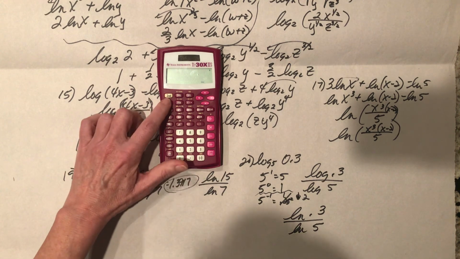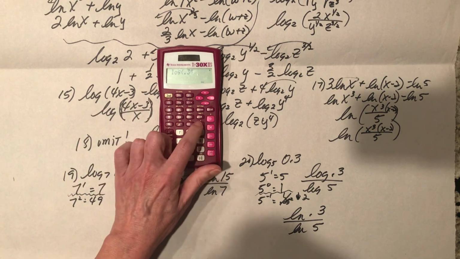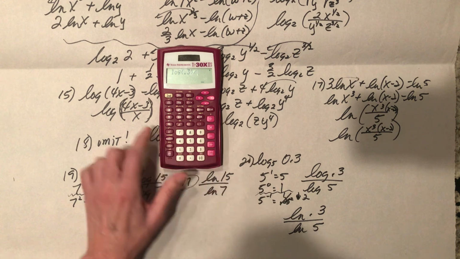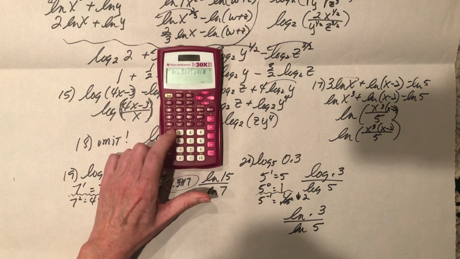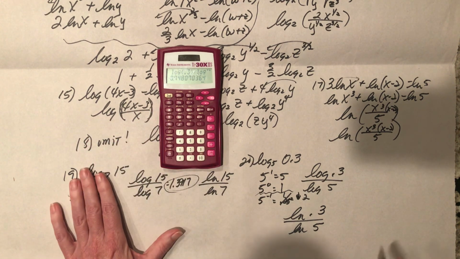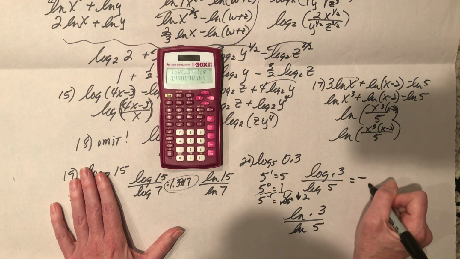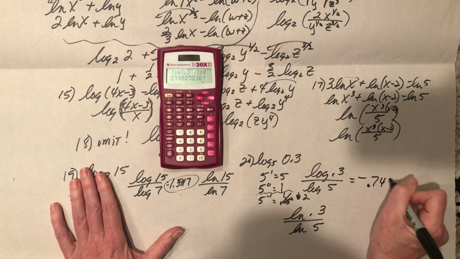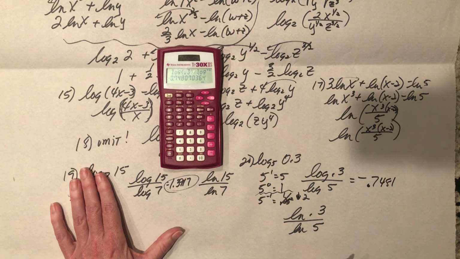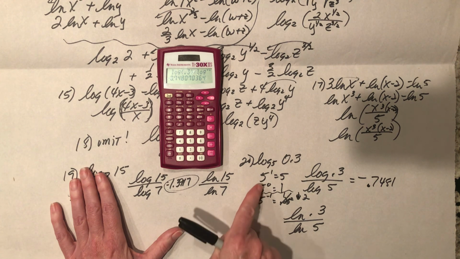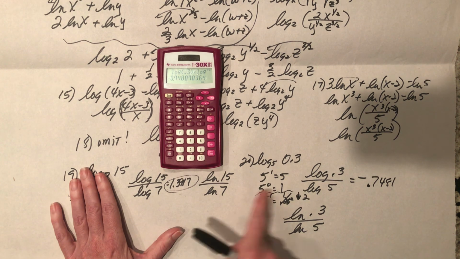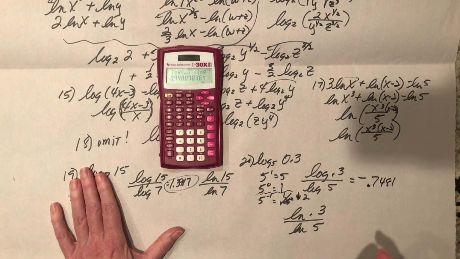So log of 0.3, close it out, divided by log of 5 equals negative 0.7481, rounded to the 4th place. And sure enough, that's between 0 and negative 1. It's not quite negative 1, almost though.